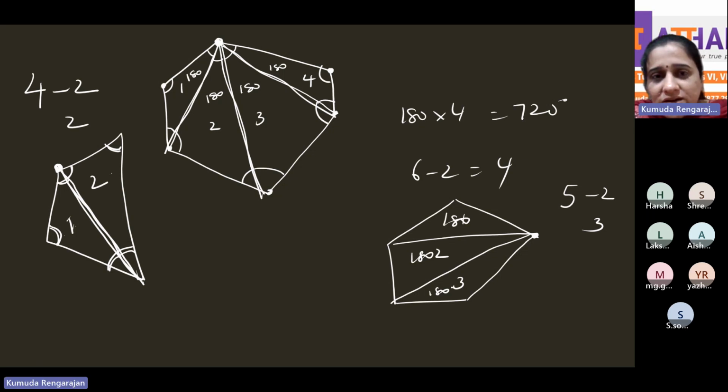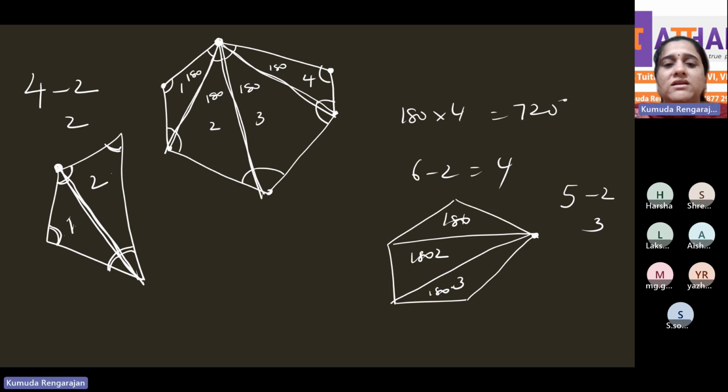So what we should have understood is that you can divide any polygon into some number of triangles, and the number of triangles formed will be equal to the number of sides of the polygon minus 2. So if the polygon has 10 sides, you can make 10 minus 2, 8 triangles. So the angle sum will be 8 into 180, because one triangle is 180 degrees, and 8 triangles will be 8 into 180.